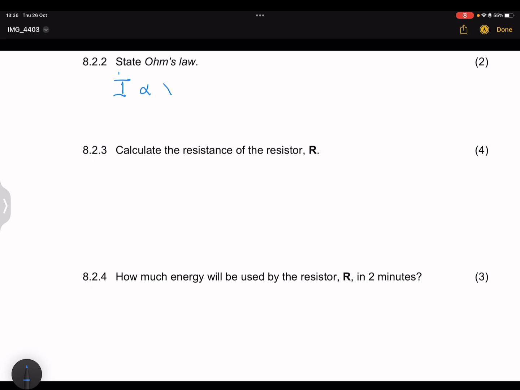A conductor is directly proportional to the potential difference provided that temperature remains constant. Okay, right. So you don't write it this way. Of course, you're going to write it in full, right?